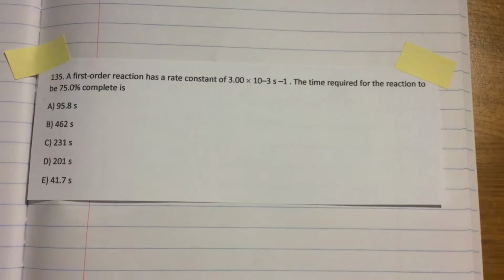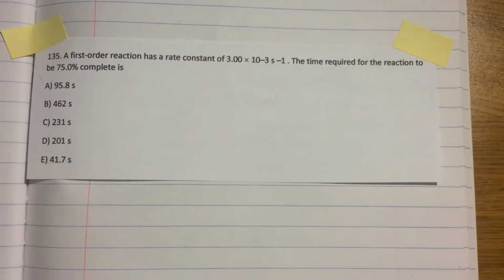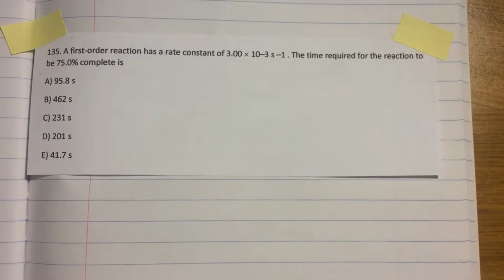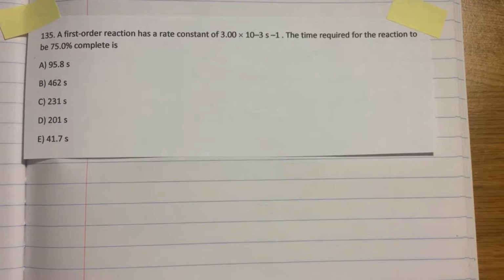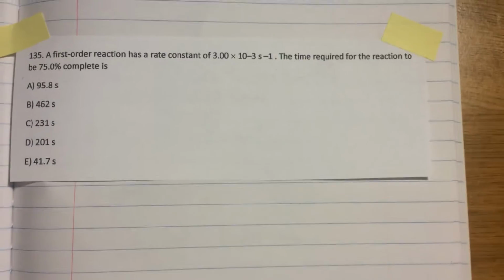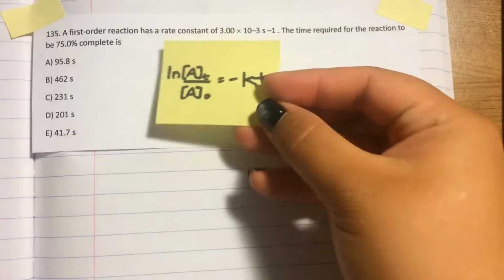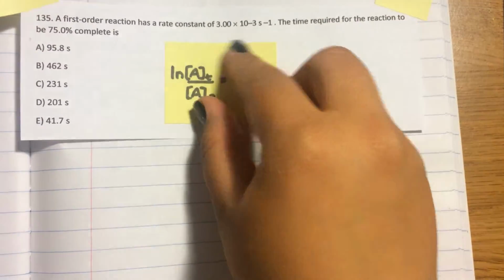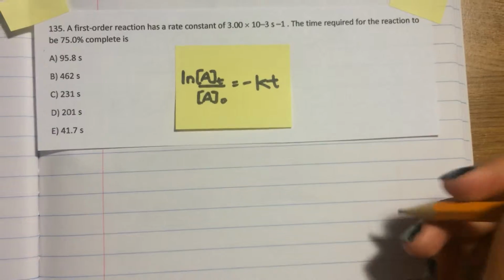We have a kinetics problem before us. It states a first order reaction has a rate constant of 3 times 10 to the negative 3 per second. The time required for the reaction to be 75% complete is... So the one thing that I'm going to fish out is that we have a first order reaction, and this is the equation that corresponds to first order reactions.